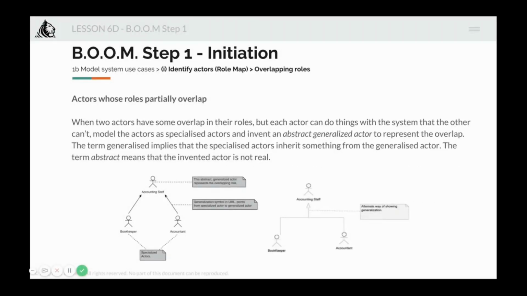So look at the two examples here. First, actors whose roles partially overlap. When two actors have some overlap in their roles, but each actor can do things with the system that the other can't, model the actors as specialized actors and invent an abstract generalized actor to represent the overlap. The term generalized implies that the specialized actors inherit something from the generalized actor. In this case, the specialized actors inherit the ability to do all the things that the generalized actor can do, right?